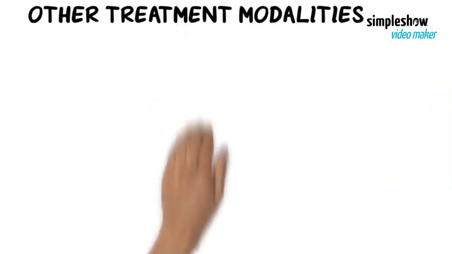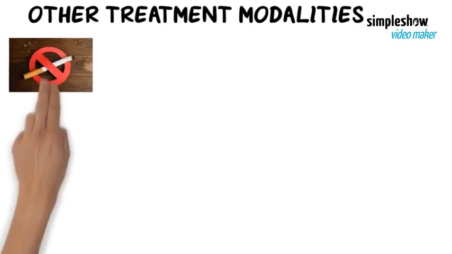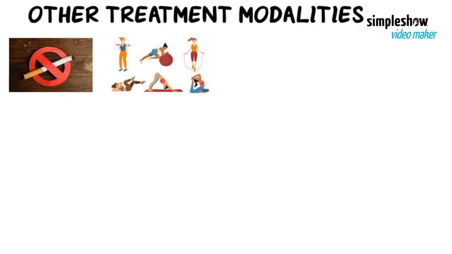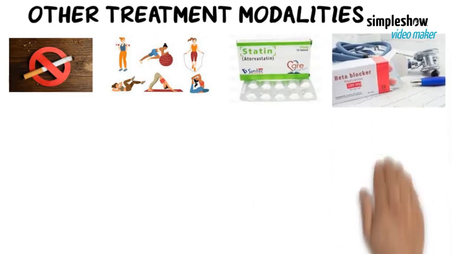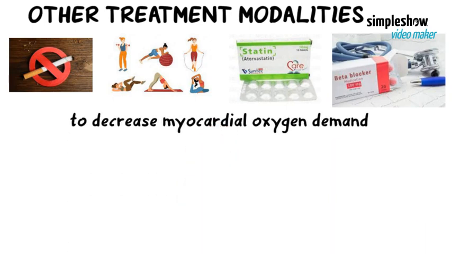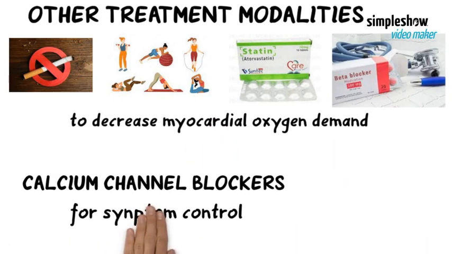In addition to the S angina mnemonic, other treatment modalities are lifestyle modifications, such as smoking cessation, exercise, and dietary changes, statin therapy for lipid management, beta blockers to reduce heart rate and myocardial oxygen demand, and calcium channel blockers or long-acting nitrates for symptom control.